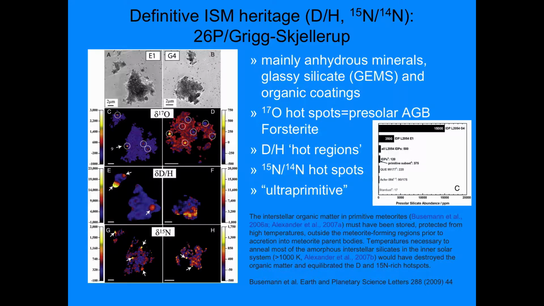So the next step is just to show you, yes, there is definite ISM heritage in some particles. These were collected in the stratosphere when the Earth passed through the 26P Grigg-Skjellerup comet stream of particles, and they have large deuterium to hydrogen hotspots and 15 to 14 nitrogen hotspots. They also have quite a few original forsterite particles from AGB stars. But again, the survival of that material directly from stars into these primitive bodies, or these bodies that haven't been reprocessed, is still only 1% or so.